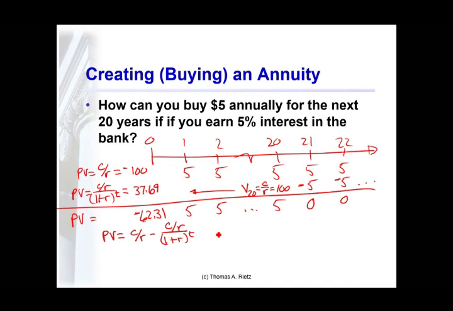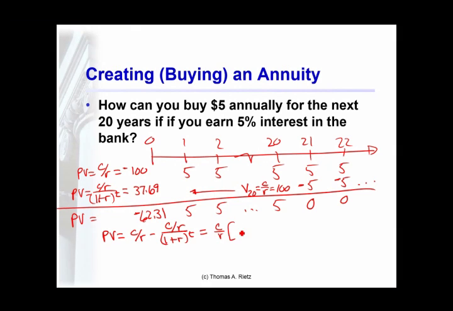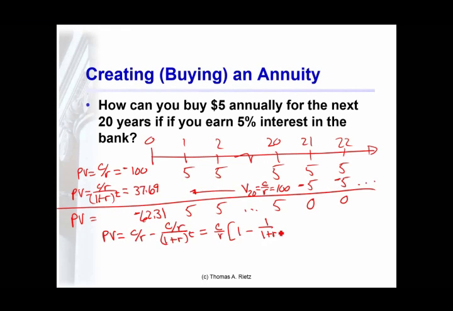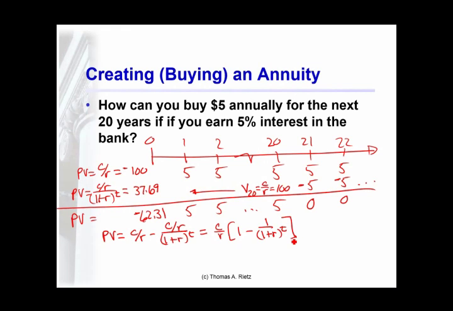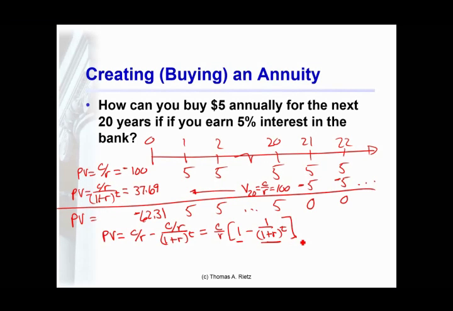Now what I'm going to do is collect terms on C over R, and so you can see that the annuity formula is driven by the value of a perpetuity that starts next period and ends after T periods. Now the nice thing about this is your calculator is designed specifically to solve this problem.